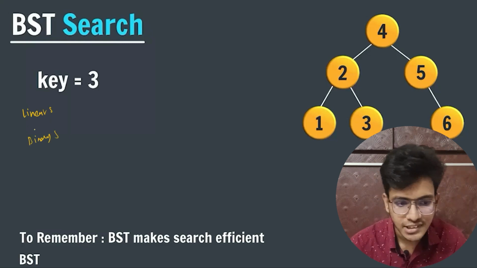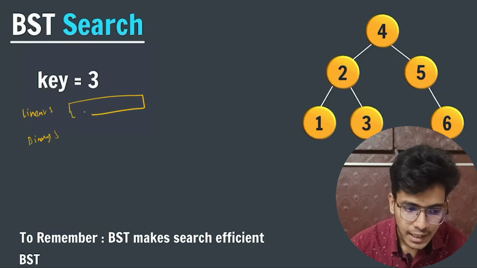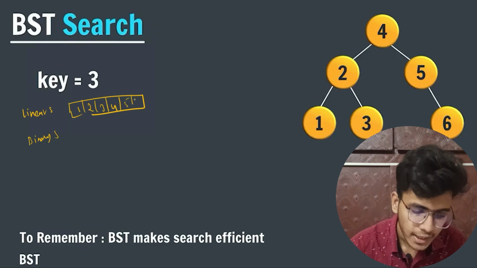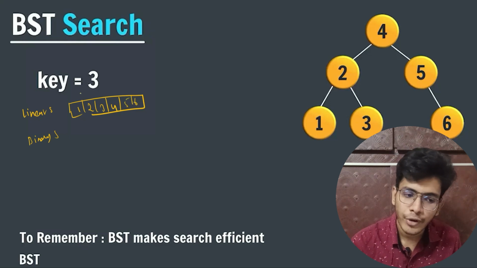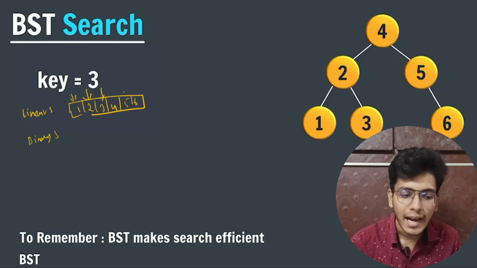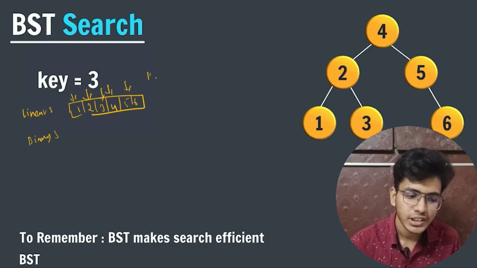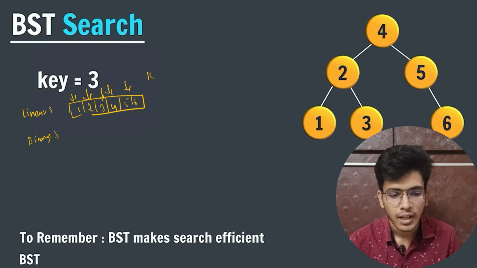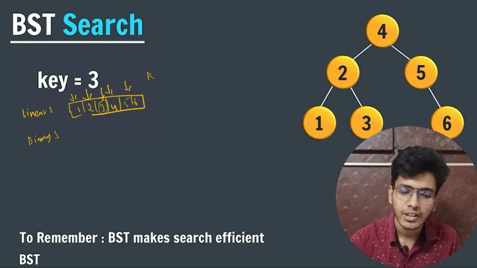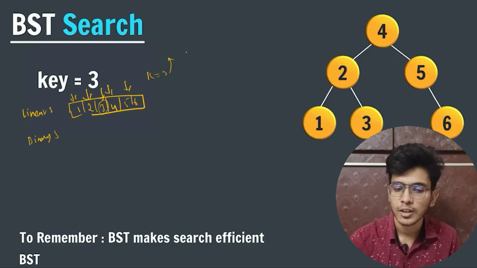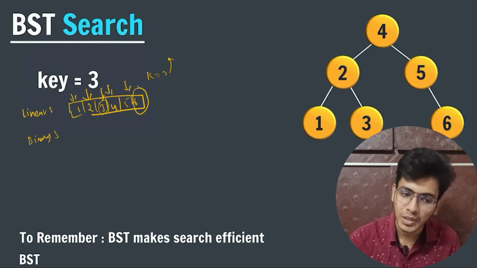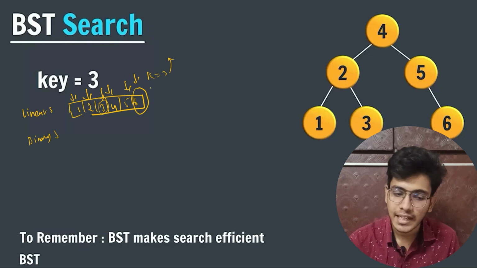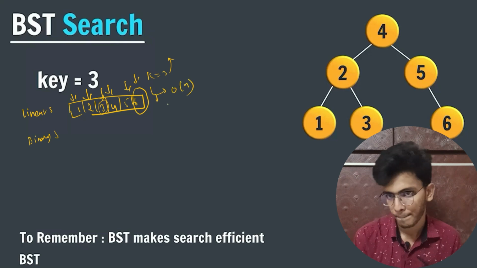Now in linear search, let's say there are elements 1 2 3 4 5 6. We iterate through each and every element, and as I iterate, let's say my key value is 3. If I find this 3, I will break out of my loop. If my key value is present at the last element, that becomes my worst case, and for this worst case the time complexity will be big O of n.